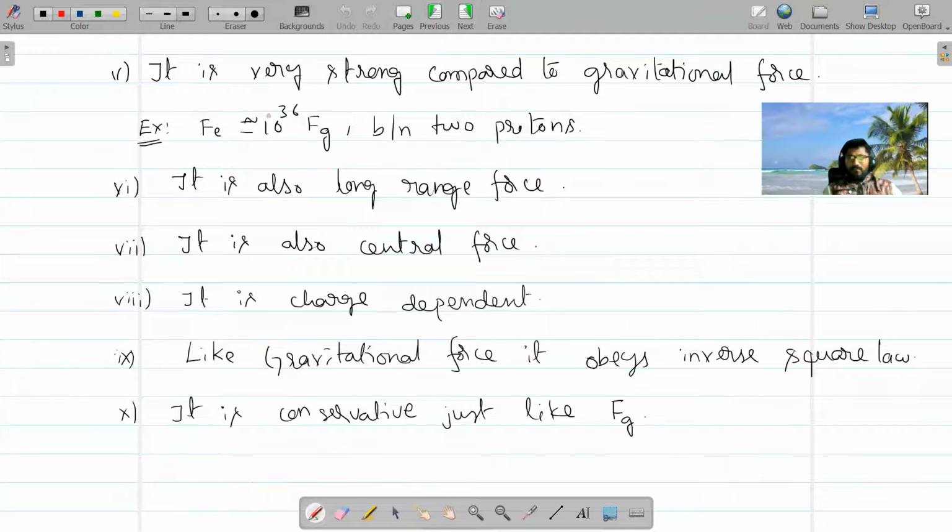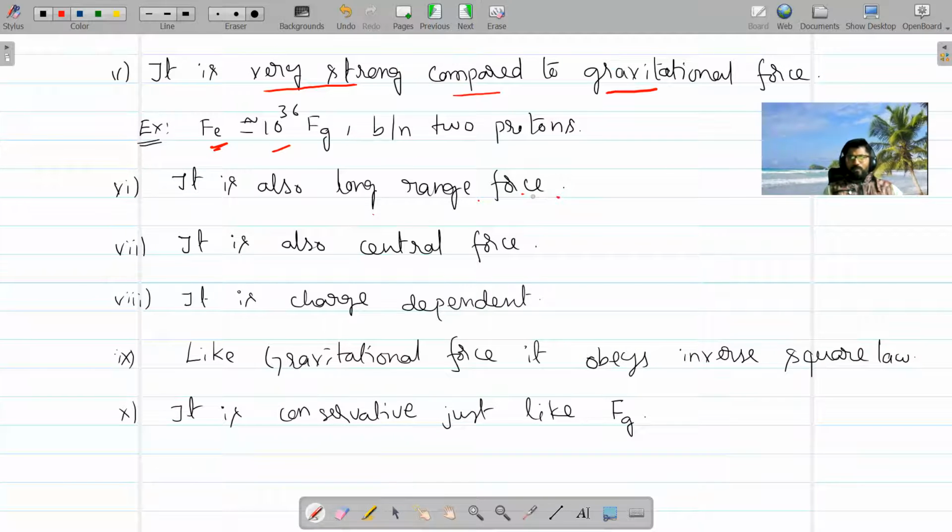And you have to remember that these electromagnetic forces are very strong, extremely strong compared to gravitational forces. So for example, between any two protons, the electromagnetic force is 10 power 36 times the gravitational force. That much stronger, extensively strong it is between any two charged particles. Got it? And these electrostatic forces are also long range forces, just like gravitational forces.